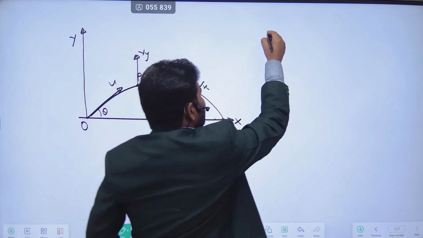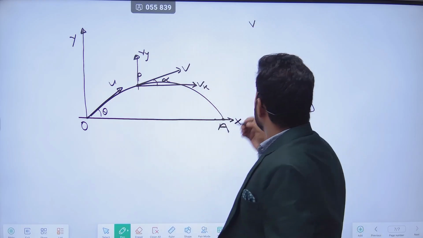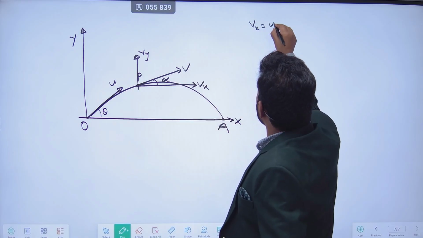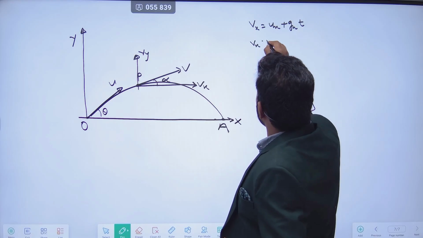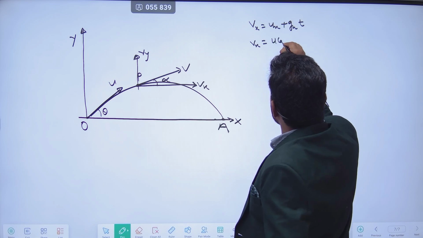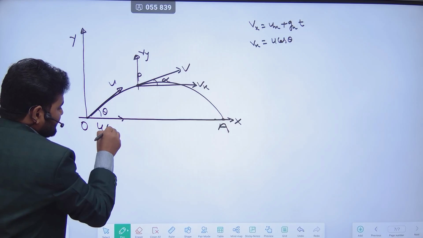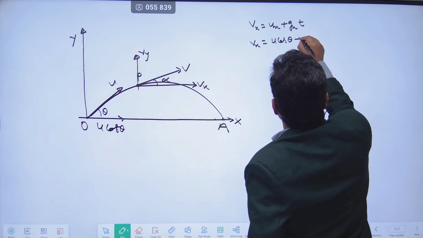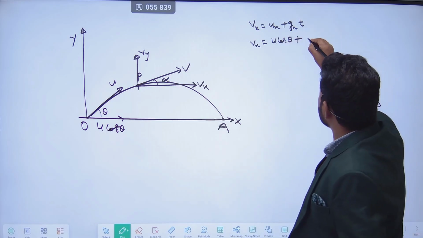We know very well that if we are considering horizontal motion, vx is equal to ux plus gx into t. Here vx at any general time, ux is always u cos theta. This is the horizontal component, that is u cos theta. So vx is equal to u cos theta plus gx into t. What about gx?